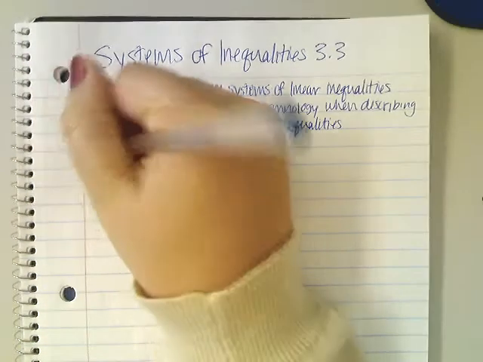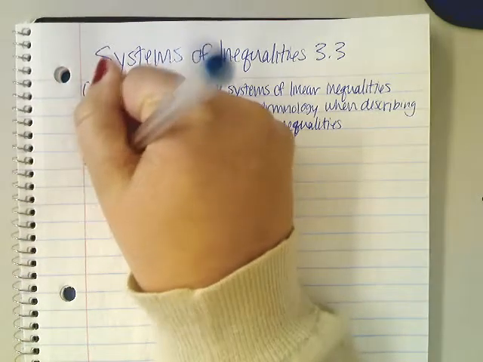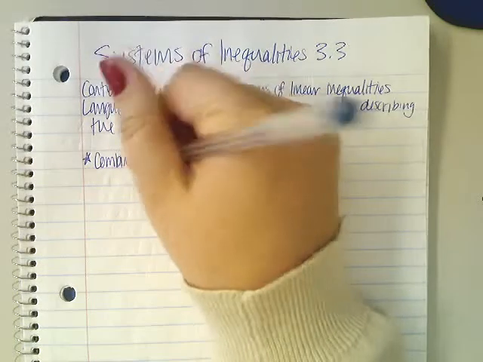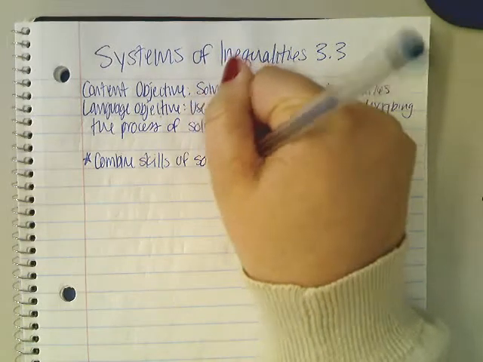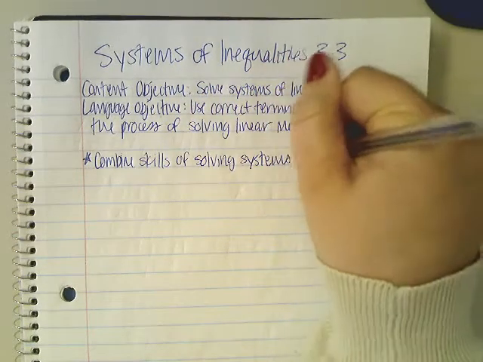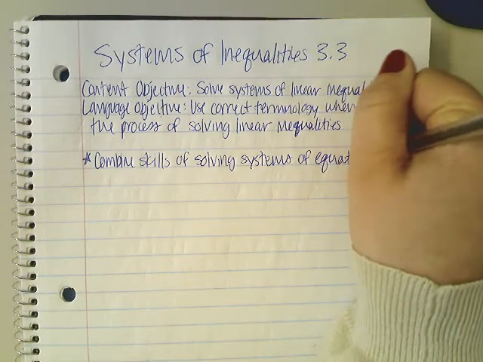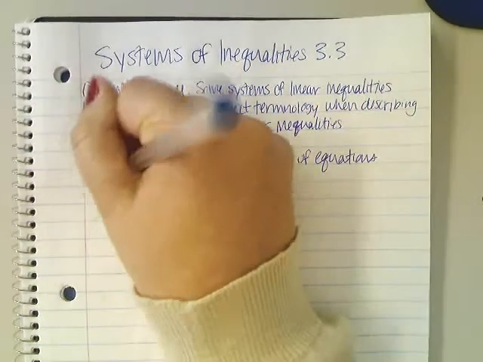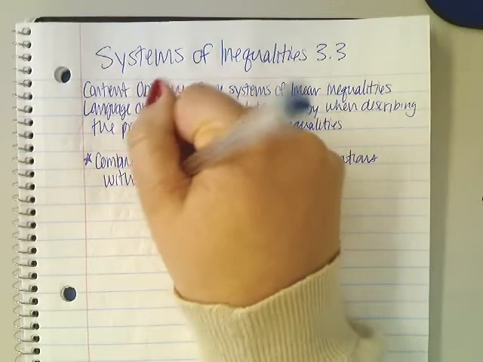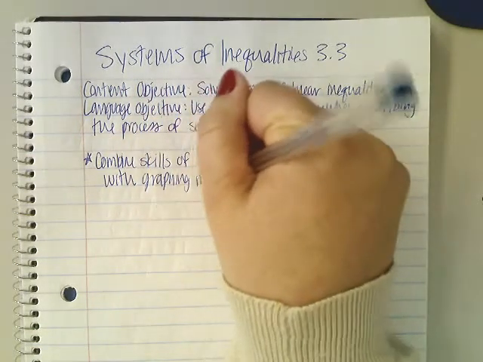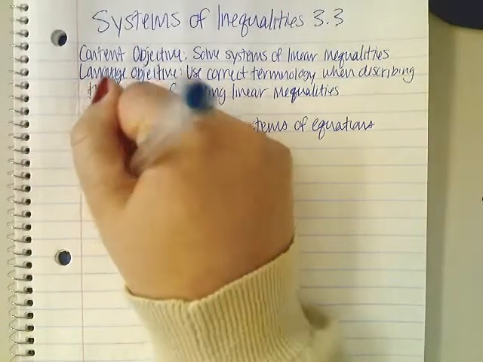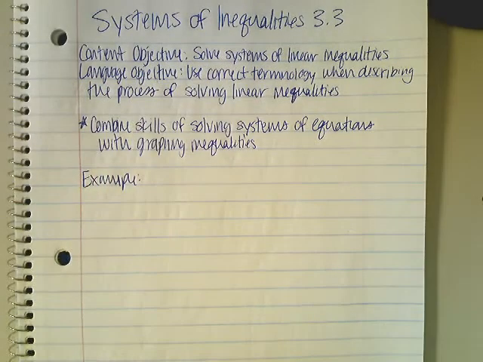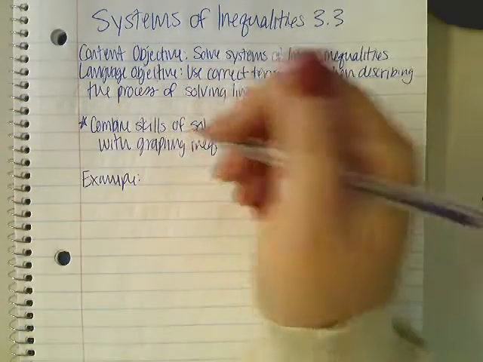The first key point I want to make here is that this whole process is just combining the skills of solving systems of equations with graphing inequalities. This is just combining two skills you all already have to further them. We're taking two skills we already have and applying them to something very similar but slightly more in depth.